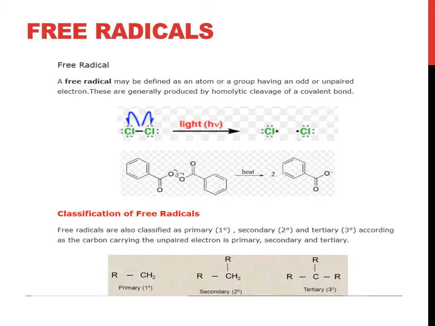These are generally produced by homolytic cleavage of a covalent bond. Suppose you have the example of Cl single bond Cl. This bond is shown in black color and its cleavage is shown by blue arrows. It will divide its one electron to each Cl. Now Cl will have one extra electron. So it is a free radical.